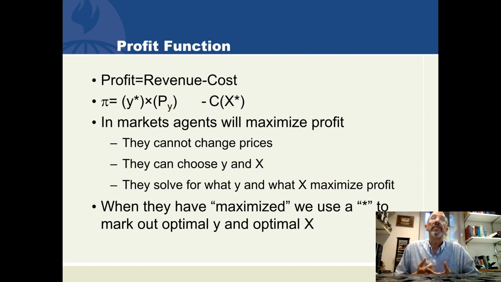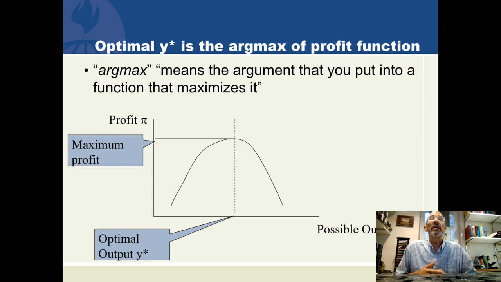They can only choose how much output and how much input in their firm. So they solve their profit maximization problem for what is the optimal Y and what is the optimal X to maximize profit. And then when they have completed that maximization problem, we'll put an asterisk on little y and capital X. If we want to talk about how they do this, we say optimal Y star is the argmax of the profit function. An argmax is the argument that you put into a function that maximizes it.